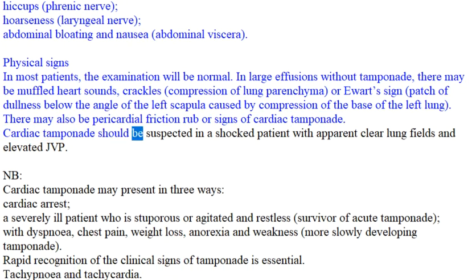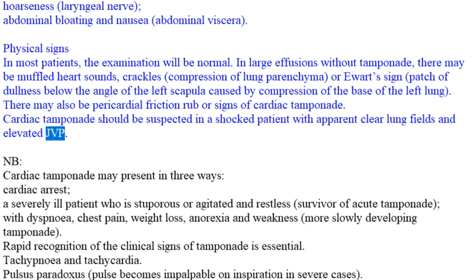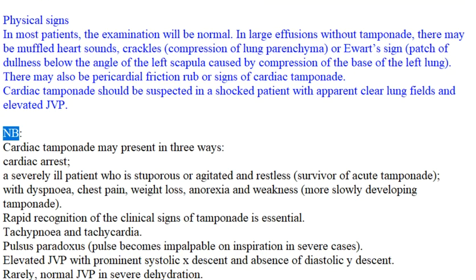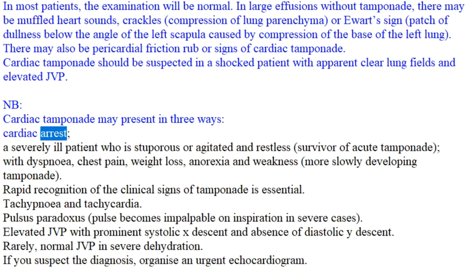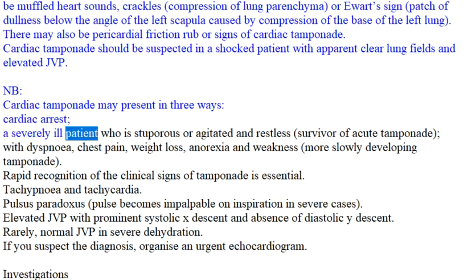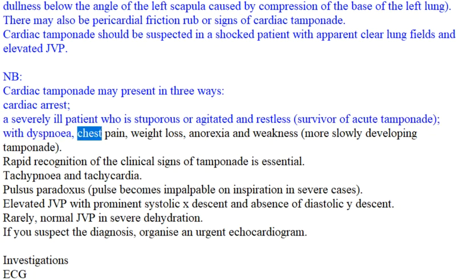Cardiac tamponade should be suspected in a shocked patient with apparent clear lung fields and elevated JVP. NB. Cardiac tamponade may present in 3 ways. Cardiac arrest. A severely ill patient who is stuporous or agitated and restless, survivor of acute tamponade. With dyspnea, chest pain, weight loss, anorexia, and weakness, more slowly developing tamponade.